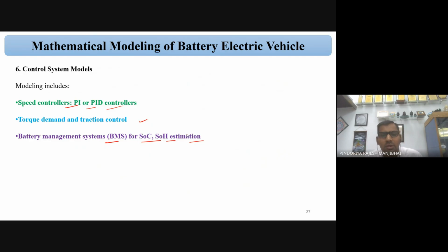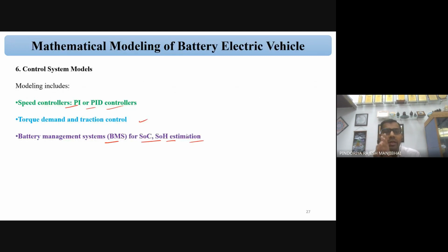Battery management system is not large, but it is a wide area. So maybe you can choose the BMS for your project, depending on your interest. Or maybe you can choose the drive system, how you control your vehicle. So many research topics are there. Based on your interest, you can choose the research project for your current semester as well as your next semester for your thesis.